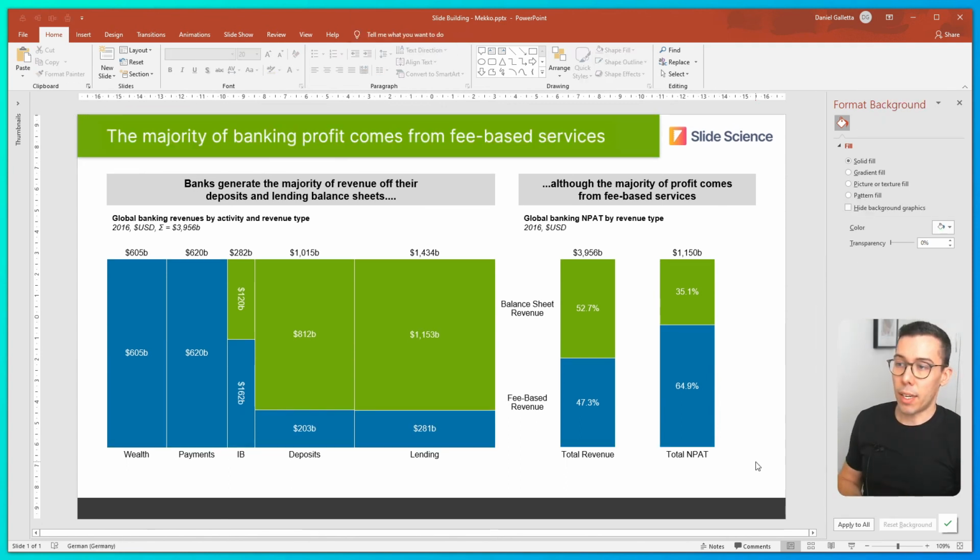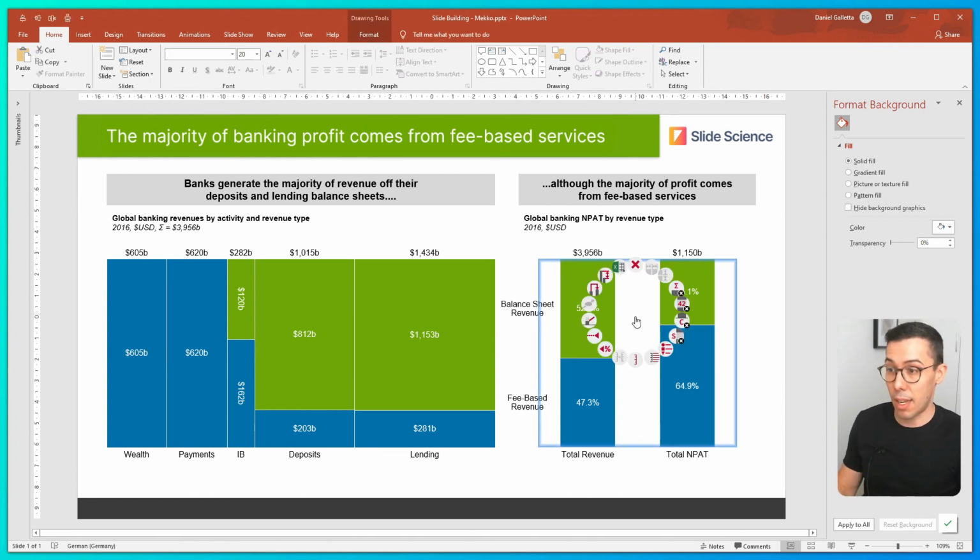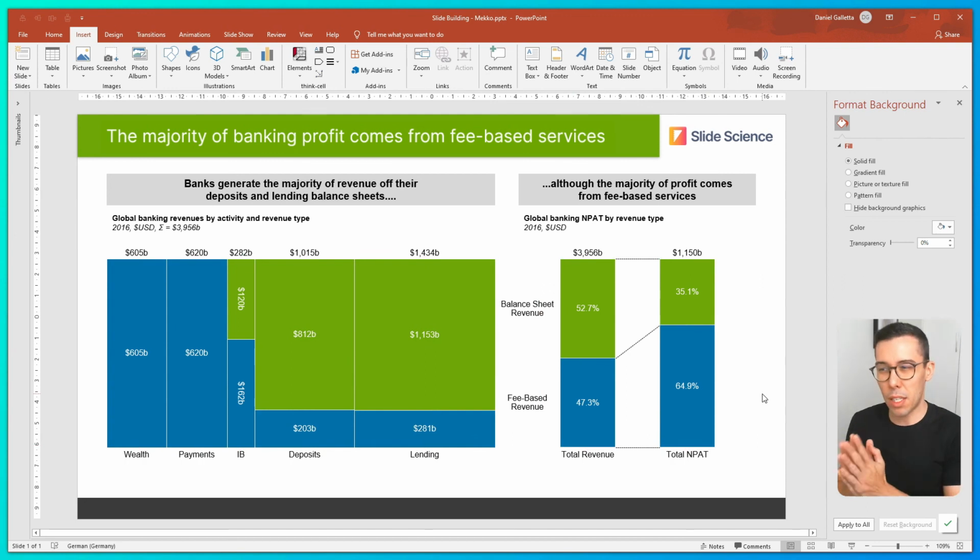And then finally, one of the most important things on this slide is actually the comparison between total revenue here and total NPAT here. Because we're comparing the composition of revenue and NPAT, we're comparing how the balance sheet and the fee-based revenues make up those numbers. What is important to do is actually some dotted lines that connect them. So it makes it a little bit clearer. It draws the eyes from the revenue to the NPAT, and we can see that balance sheet goes from 52.7 to 35.1.